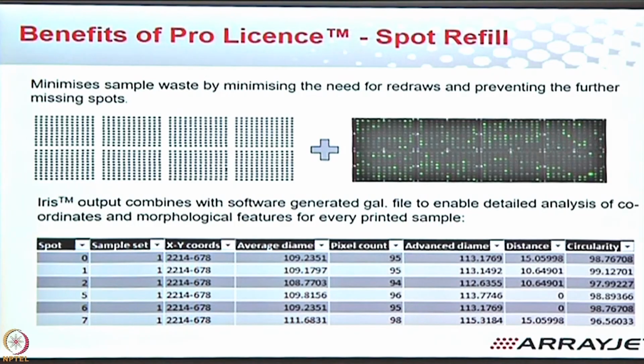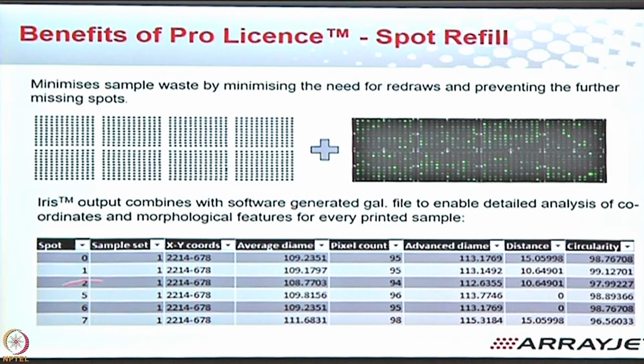So if you've done some work with GAL files before, you probably have an idea, or I can take you through the details offline on how you can do this, where it'll tell you exactly, this is my spot 0, sample set 1, this is my diameter, this is my pixel, this is my advanced diameter, this is the distance, this is the circularity 98%, which is almost 99%. So the morphology is extremely round. So you've got a nice, good protein content in that one spot.